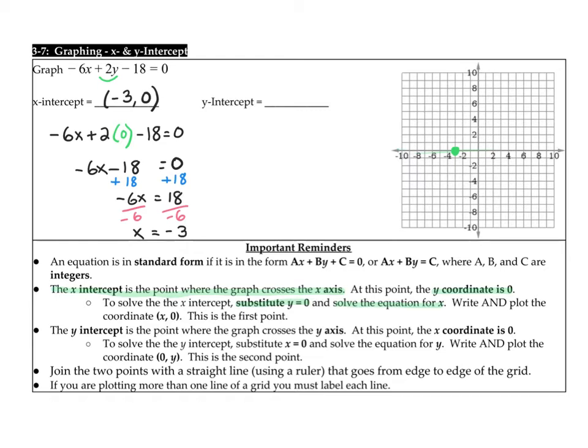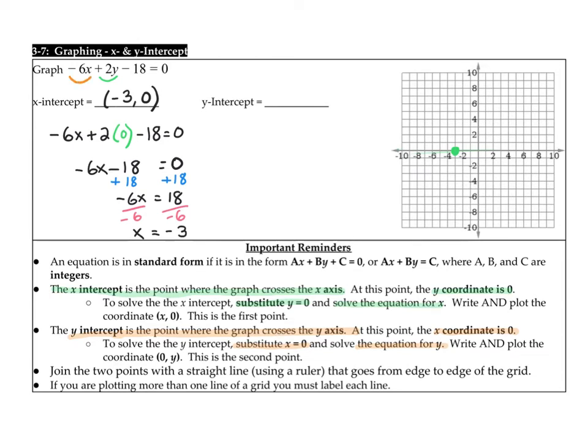Now we're going to do the same for the y-intercept. The y-intercept is the point where the graph crosses the y-axis. This is the y-axis here. At this point, the x-coordinate is 0. So in this case, you're going to substitute 0 in for x and solve for y.